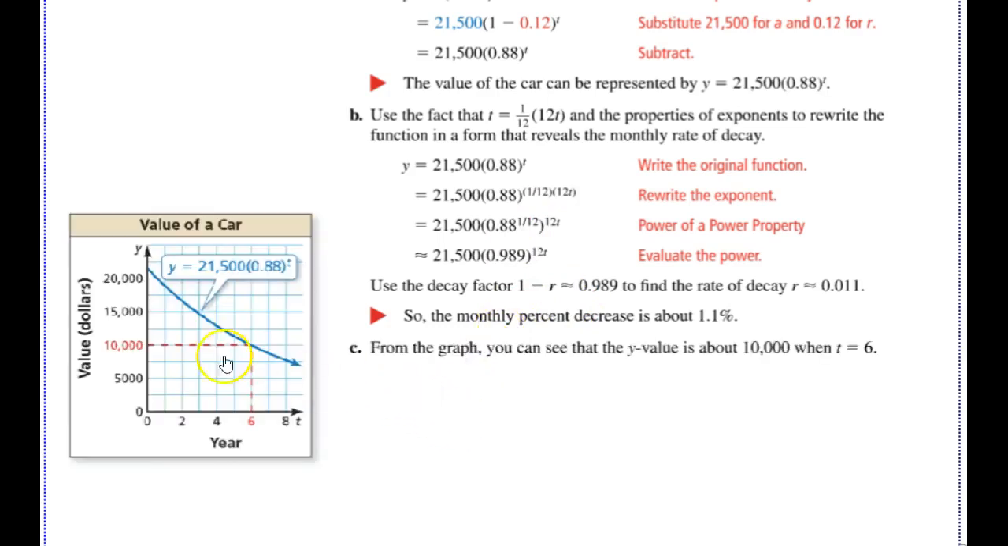So now I can look at the graph, and again use Desmos to graph your function, and we'll see what it looks like. So then approximately in 6 years, so when t equals 6, my car will be worth approximately $10,000. We can also figure this out using our equation. If we put 6 in as t, we'll still get the same answer as we look at from the graph.